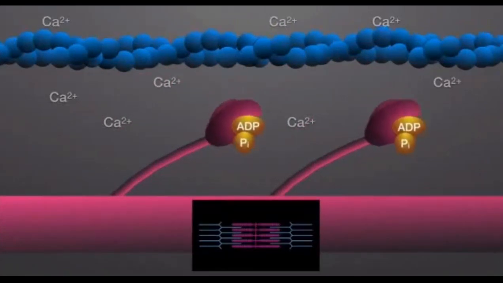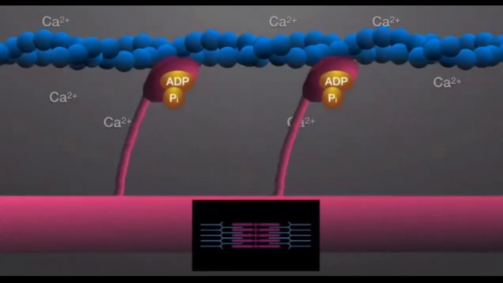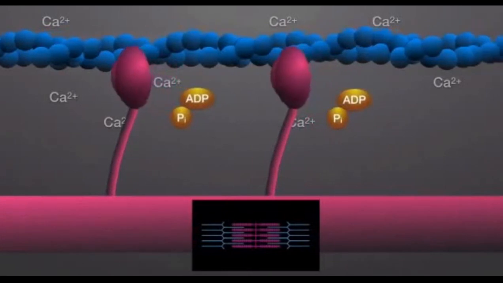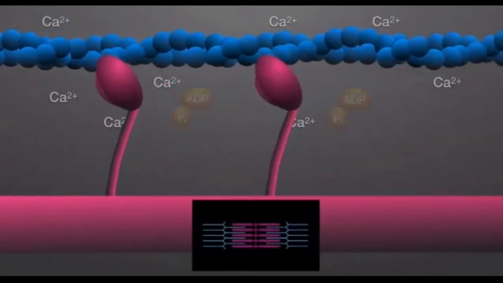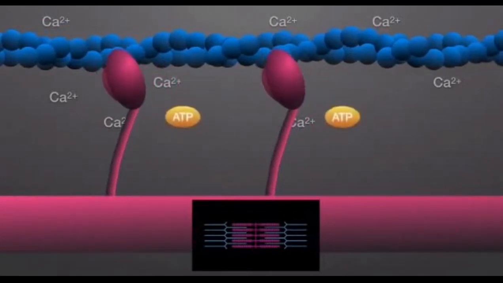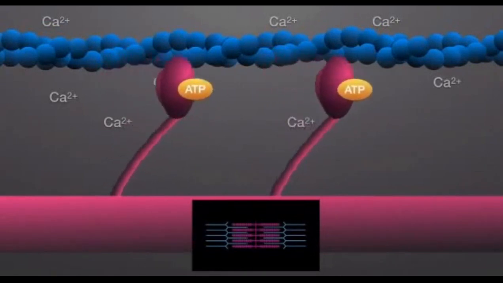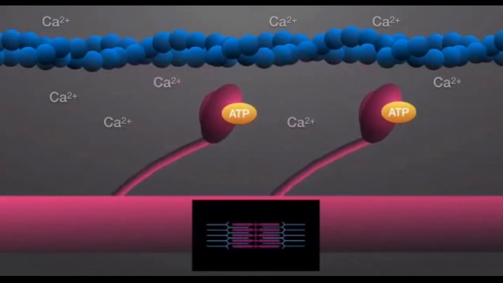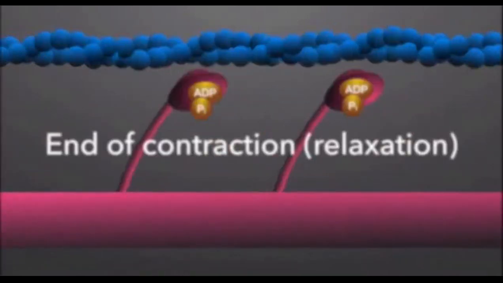During recharging phase, the cross bridge uncouples from the active site and it retracts. ATP is replaced on the cross bridge. The recoupling, flexion, uncoupling, retraction, and recharging process are repeated hundreds of times per second.